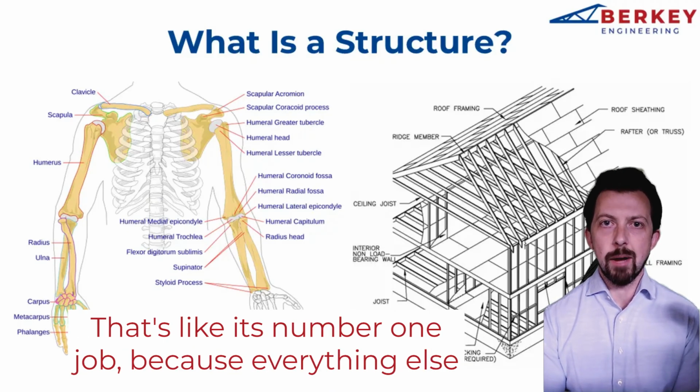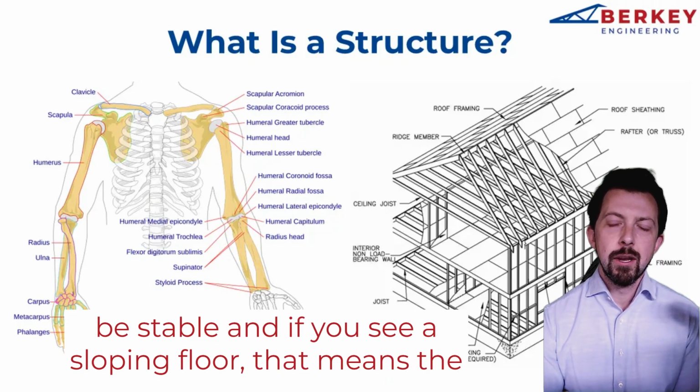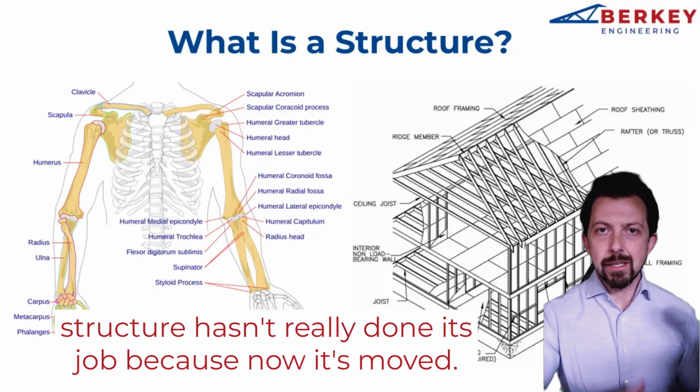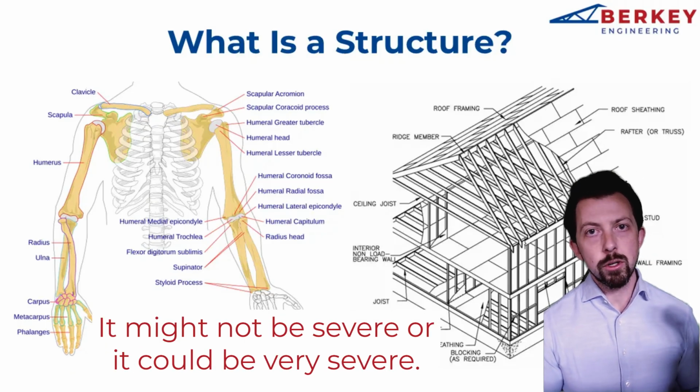That's like its number one job because everything else is depending on it being there so that everything can be stable. And if you see a sloping floor, that means the structure hasn't really done its job because now it's moved. And so that indicates there's some problem with the structure. It might not be severe or it could be very severe.